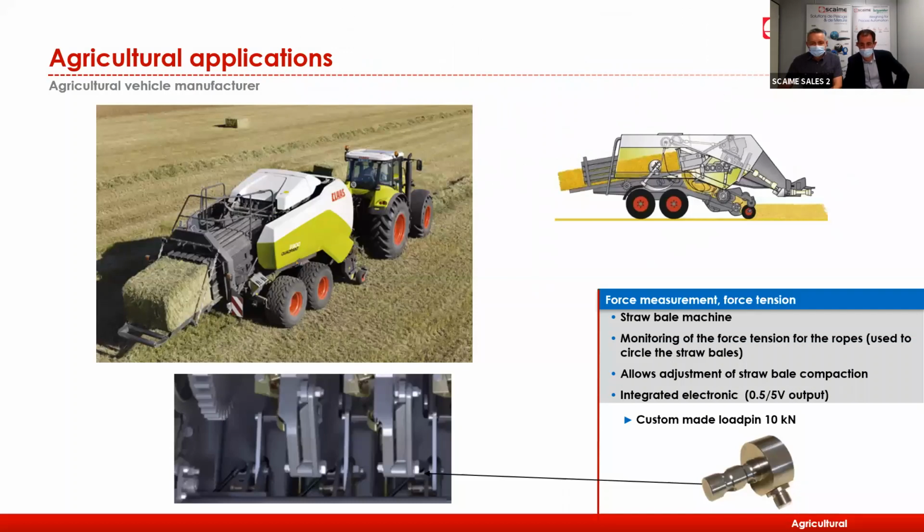Agricultural applications. We have this application in which we've used tailor-made load pins to measure the tension force applied to the ropes used to cycle the straw balls. And these load pins had a capacity of 10 kilonewton, and were very helpful to ensure that the rope is not broken during the process, but also to ensure a good compaction of the straw ball.